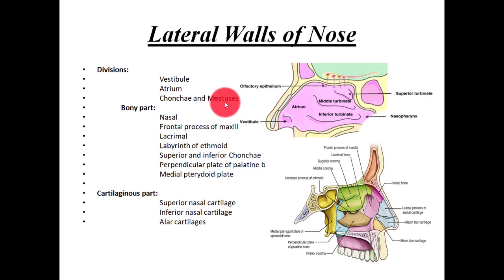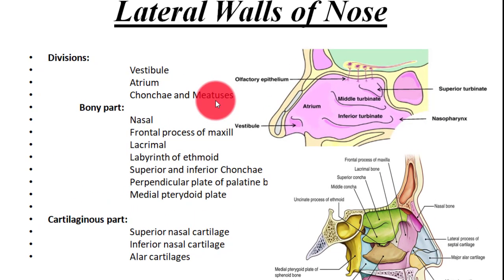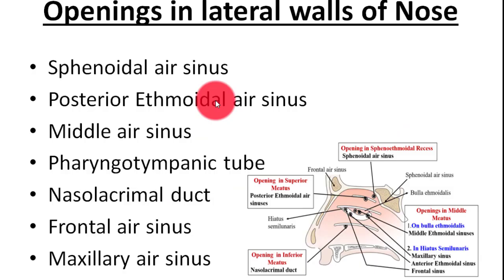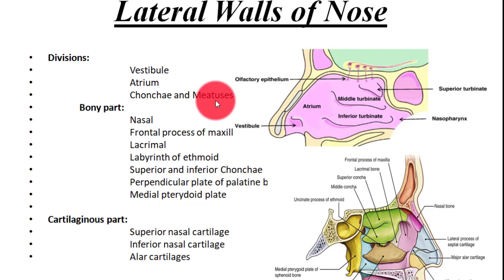Now in this lecture we are going to discuss the lateral walls of the nose. Okay, let us go in detail. There are two lateral walls of the nose. They are divided into what? The lateral wall contains the vestibule, the atrium, the concha and meatus of the nose.